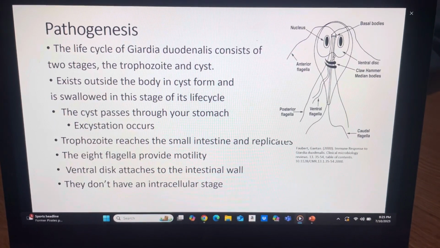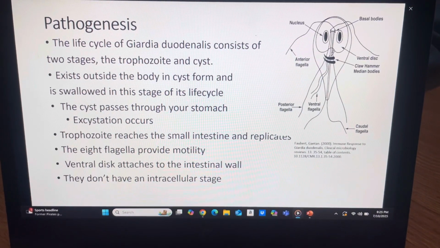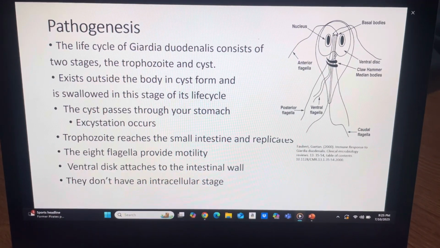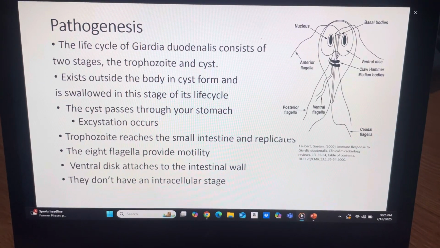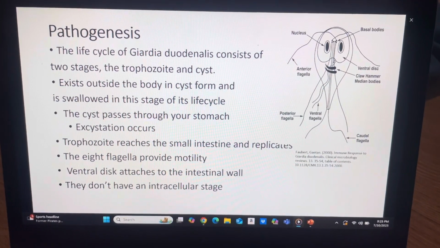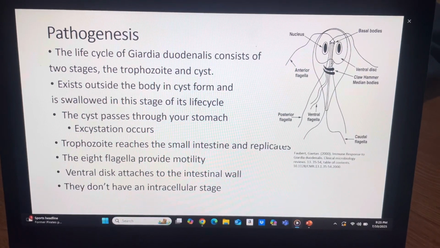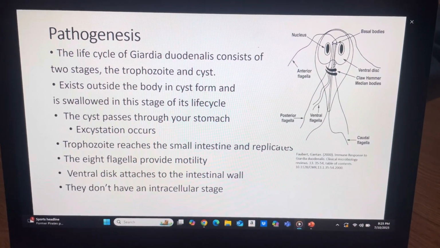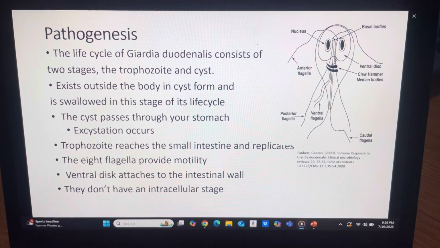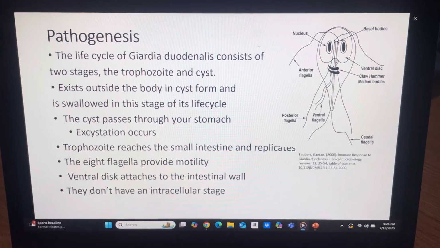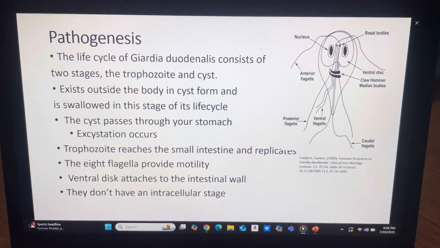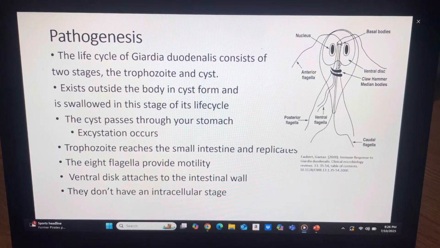So, pathogenesis. The life cycle of Giardia duodenalis consists of two stages. The cyst stage, which is the protective outer shell, allows Giardia to survive outside of the body for weeks or months. It also helps protect it from outside sources and different disinfectants. The trophozoite stage is the disease-causing form that's in the intestines. Once you swallow the cyst, it passes through your stomach and excystation occurs. This is when it goes into the trophozoite form. Then the trophozoite reaches the small intestine and replicates.